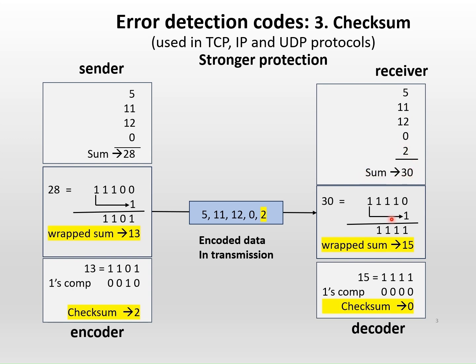It got the sum 30. This one was the carry, so it is also generating a wrapped sum, and the one's complement of the wrapped sum is generated, which comes out to be 0, 0, 0, 0. So here the receiver is getting a checksum of 0, and if the checksum is 0, the receiver knows the data transmitted was good, no error happened. And if the checksum was not 0, the receiver will know that an error has taken place in the transmitted data, and the receiver will discard the data.